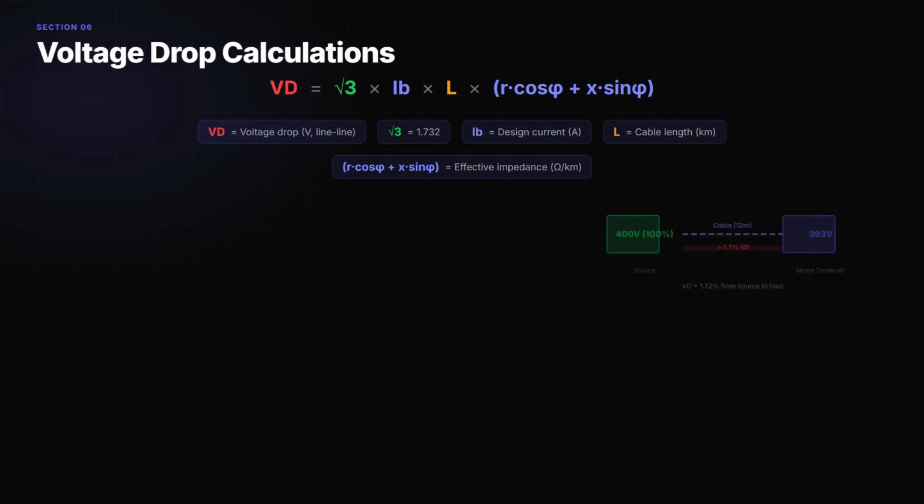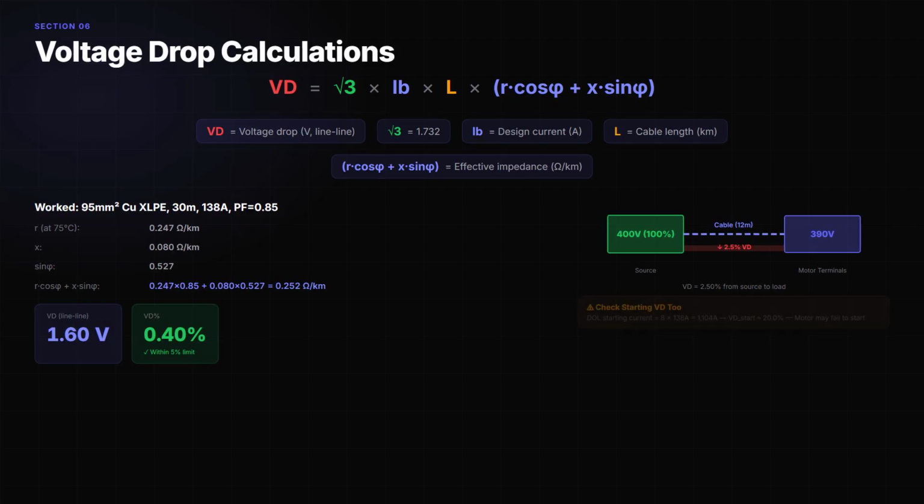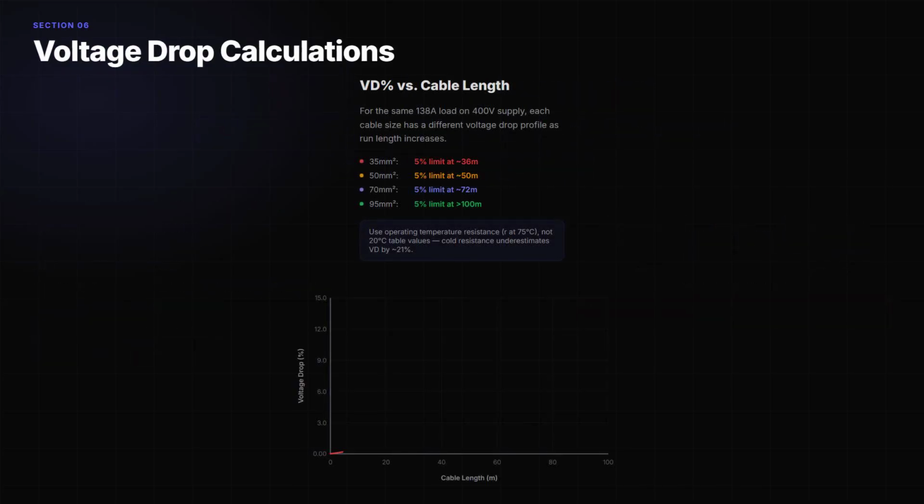For 3-phase circuits, the line-to-line voltage drop equals √3 multiplied by the design current, multiplied by cable length in kilometers, multiplied by the quantity, resistance per kilometer times cosine phi, plus reactance per kilometer times sine phi. Resistance is the dominant term for smaller cables. Reactance becomes significant for larger cross-sections above 70 square millimeters.